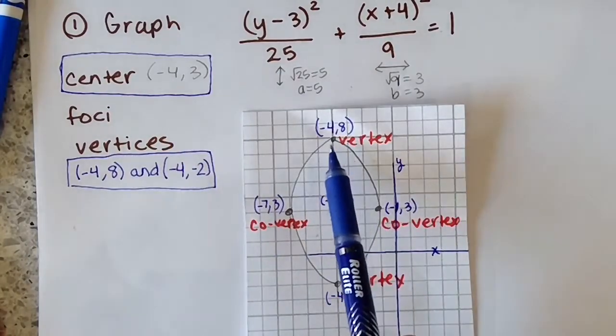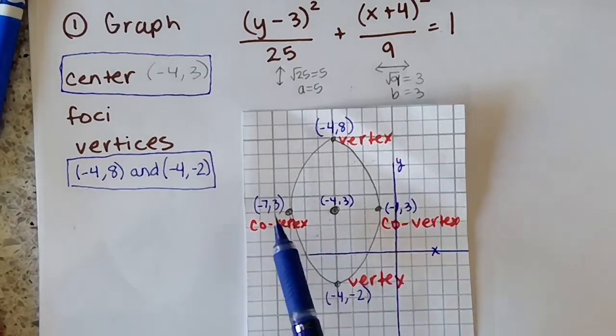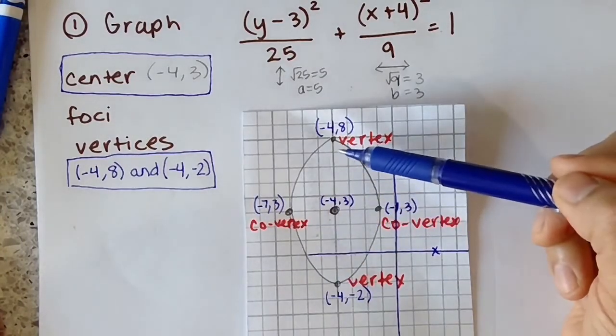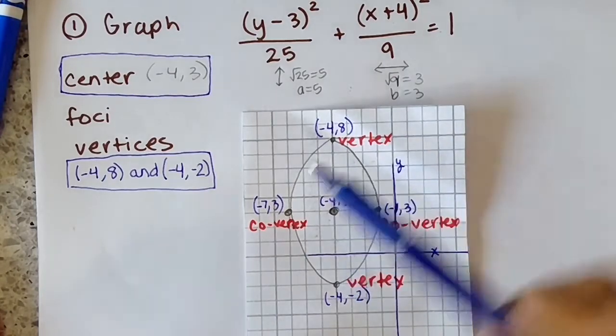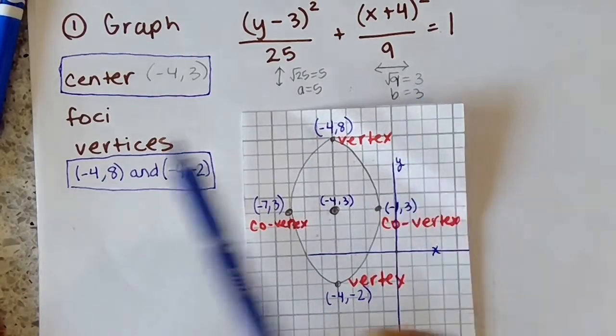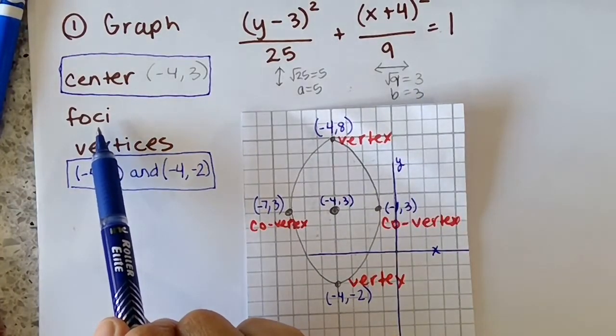what my vertices were, and they didn't ask you for the co-vertices, but sometimes they do ask you, or the length of the major axis. The length of the major axis would have been 10. The length of the minor axis would have been 9. All right, the only thing that I'm missing are my focus points.